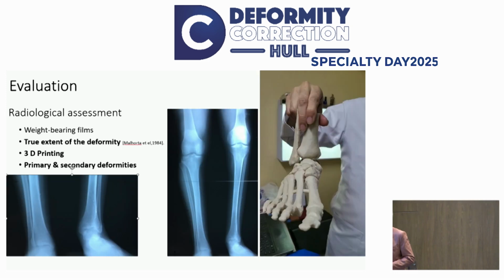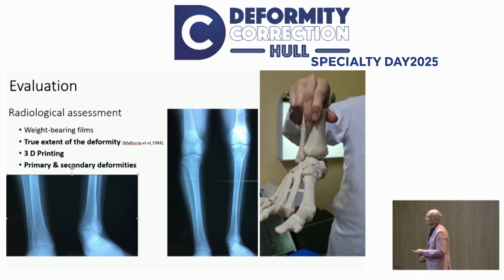You have to do weight-bearing films to see the primary and secondary deformities, because the deformity in the foot is to correct another higher deformity. So if you treat the primary deformity, you have to treat the secondary deformity as well.